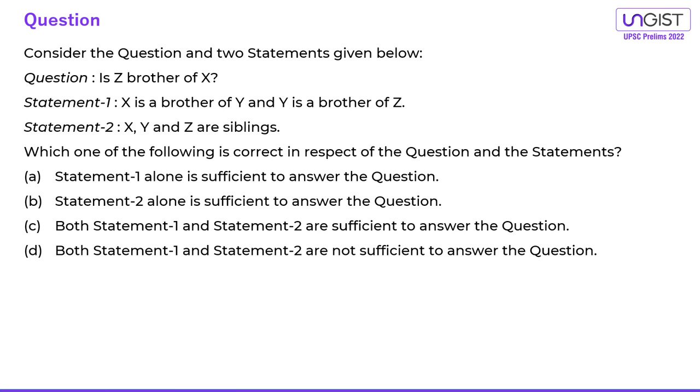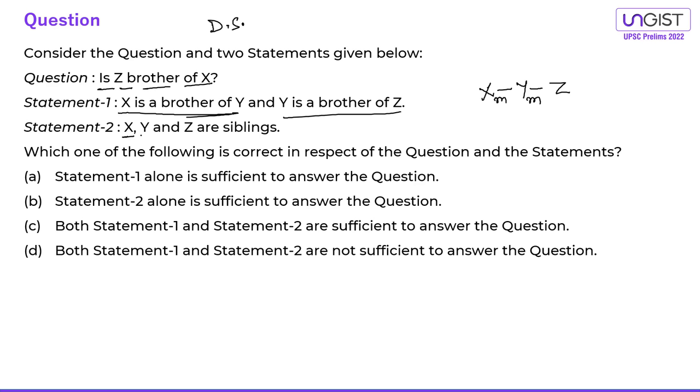Next question, again, it belongs to data sufficiency only. Next question says, consider the question and two statements given below. Is Z brother of X? Okay. Statement number one says, X is brother of Y and Y is brother of Z. X is brother of Y. It means X is male. And Y is brother of Z. It means Y is also male. But what is the gender of Z? It is not given in the question, so we can't say anything. So according to statement number one, the gender of Z is not defined. So we cannot say Z is brother or Z is sister. Fine. Nothing can be said about it.